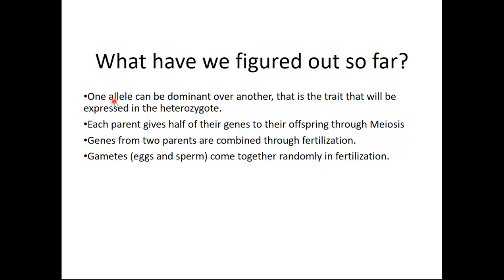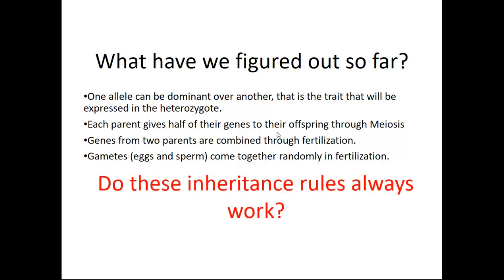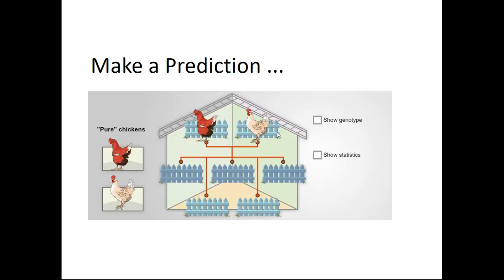But notice here it says one allele can be dominant over another. Is that always going to be true? Do these inheritance rules always work? Well, let's make a prediction. Take a moment and look at these 2 chickens. We've got a red chicken and we've got a white chicken. Pause me as you think about what you think their offspring are going to look like.